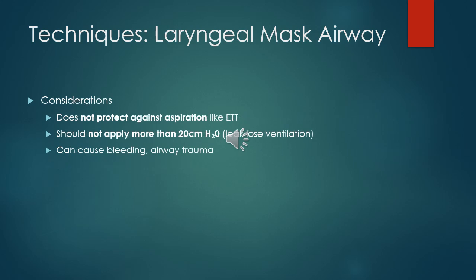Importantly, it does not fully protect against aspiration risk as a cuffed endotracheal tube might. It is probably still a little bit superior to just having a mask ventilation in terms of protecting the airway. If at all possible, if you have a PEEP valve on there, do not apply more than 20 centimeters of water. Really, you want to keep it under 15 to try and prevent opening up the lower esophageal sphincter. It can cause bleeding and airway trauma during placement, so do try to be gentle.